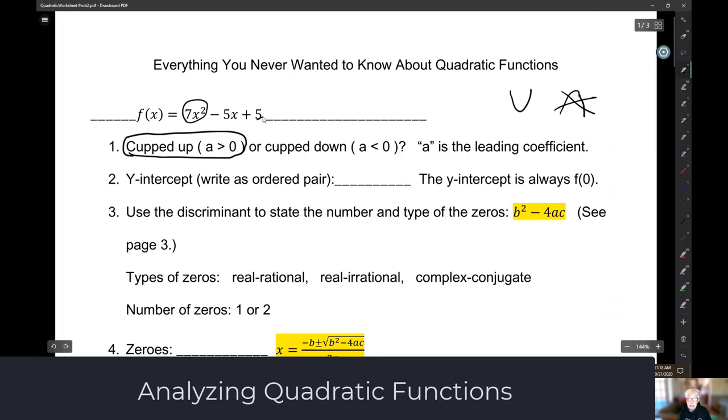The y-intercept, I take that 5 at the end, write it in the y's, in the y-coordinates place, and then put a 0 in the x-coordinates place. The reason is this point is on the y-axis, and on the y-axis, x is always 0. Okay, and I need to take that out.